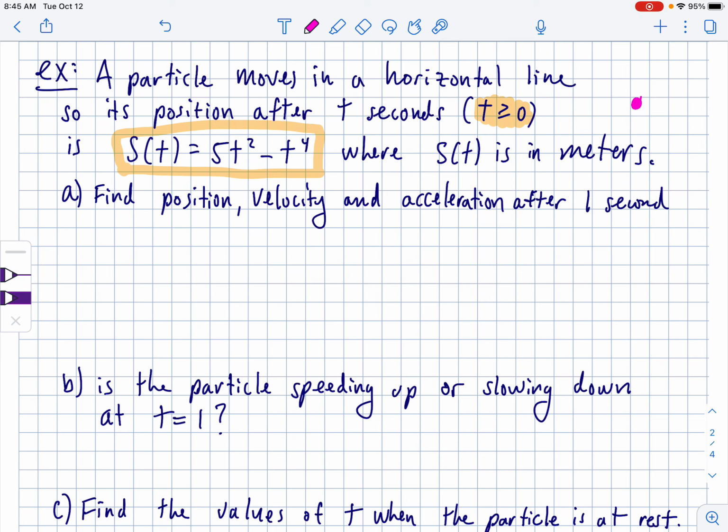First up, to wrap my head around this problem, I think of a particle starting here. Anytime s of t is positive, it moved to the right, and anytime s of t is negative, it moved to the left. So I almost picture it like this particle that starts here, and then it zips over to the right, then back over to the left, and to the right, and to the left, and it just keeps going back and forth, and it's modeled by this equation.